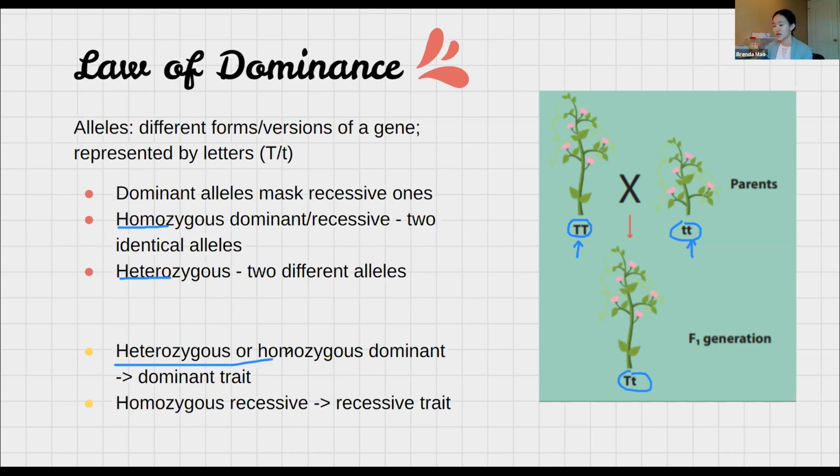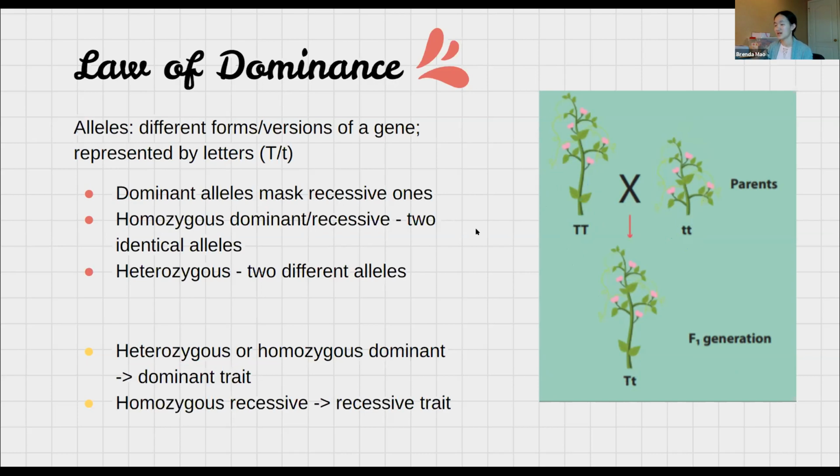When you have a heterozygous or a homozygous dominant genotype, which is the letters, that means you're going to have the dominant trait. So you can see that this one over here and this one over here, they're both tall, which is the dominant trait. But this one over here is short, which is the recessive trait, because it is homozygous recessive.